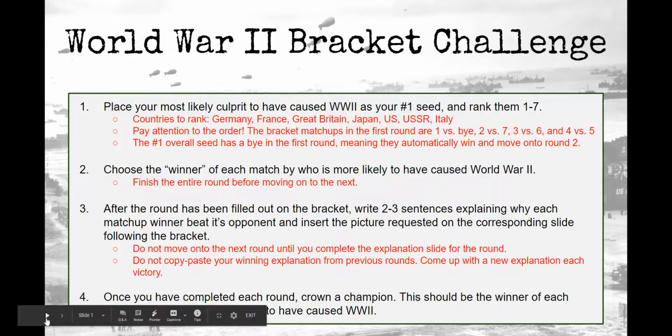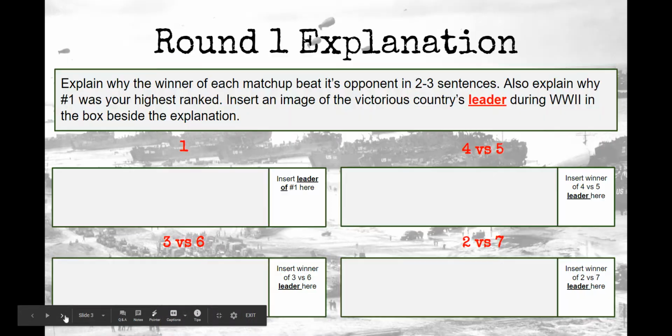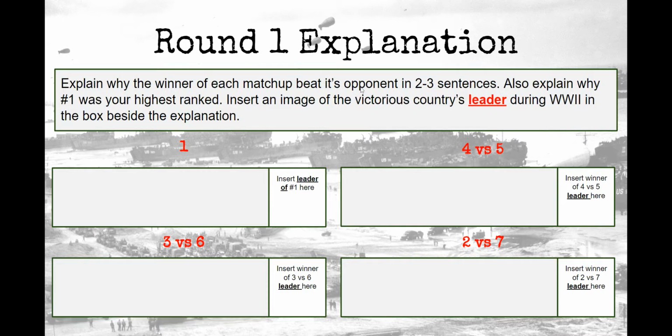And then there is a slide for each round. So for this first round here, you're going to write an explanation for that round. So, first of all, why is your number 1 seed your number 1 overall? And then, why did this team beat the other team?